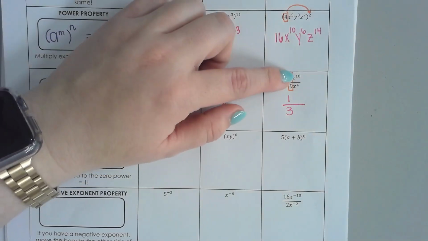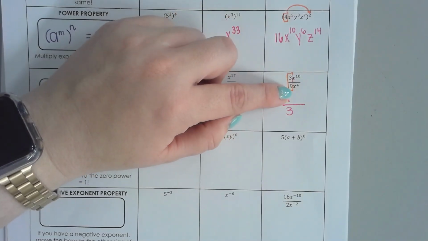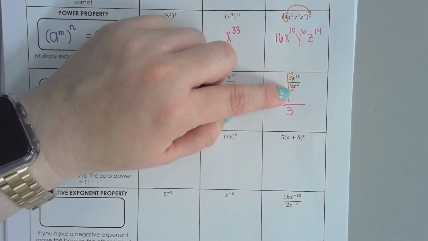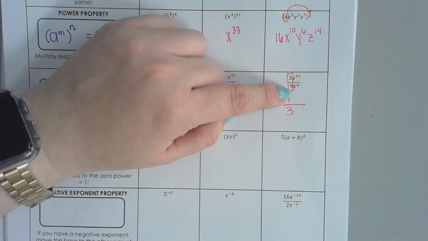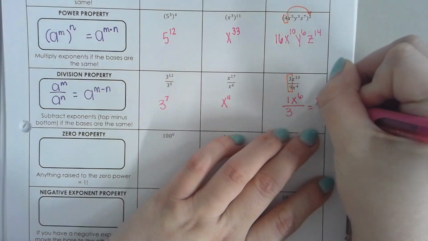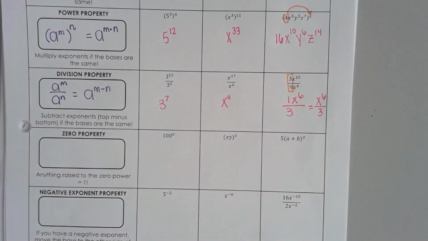Alright, I have x to the 10th on top, x to the 4th on bottom. How many x's could I cancel? 4. And I'm left with how many? 6 on top. So you could write this as just x to the 6 over 3. Don't put 1/3 of it, because it can be a little confusing if I'm looking at it. Is that x to the 6 in the top or is it in the bottom? I don't know. So be intentional about how you write it.